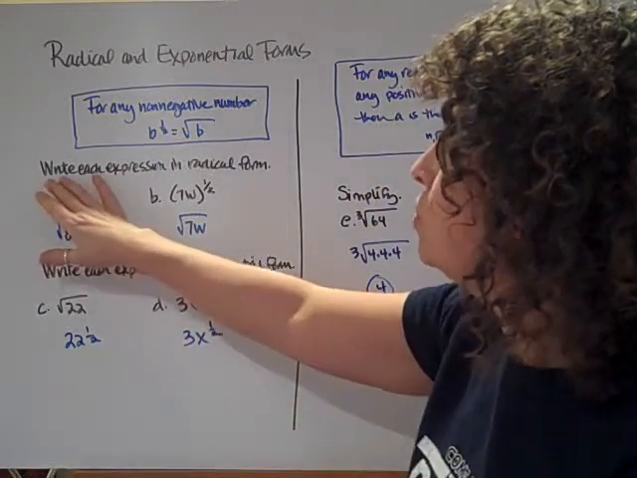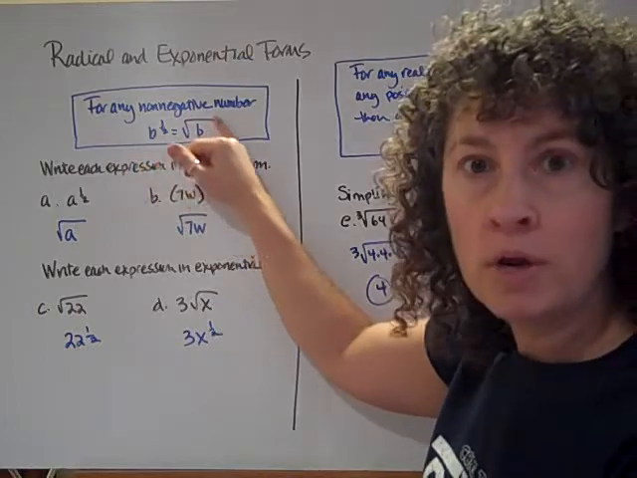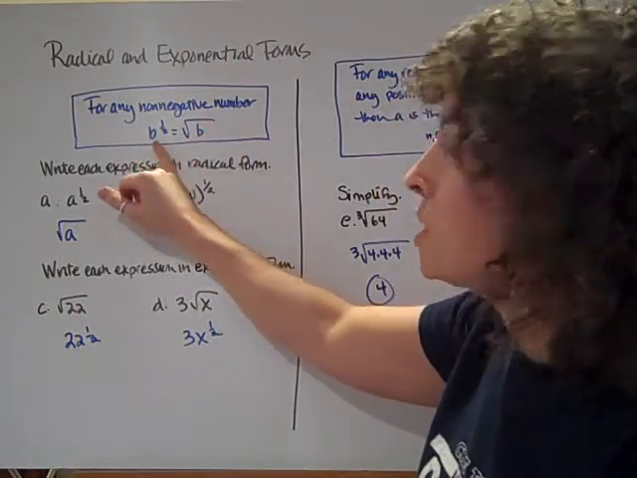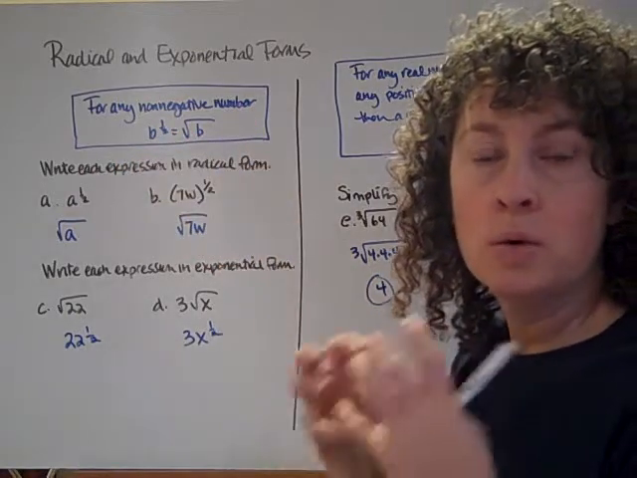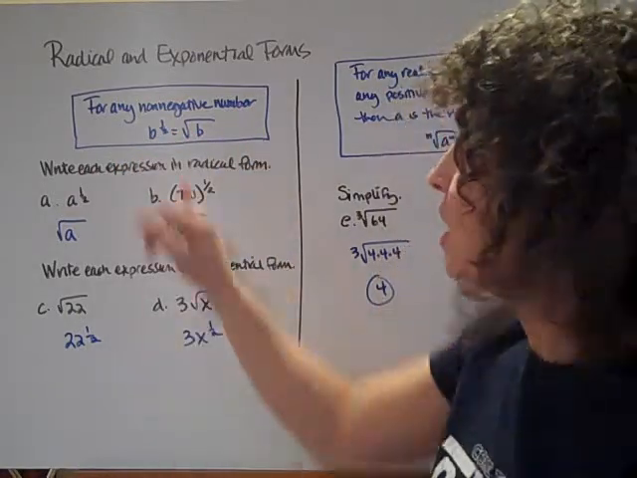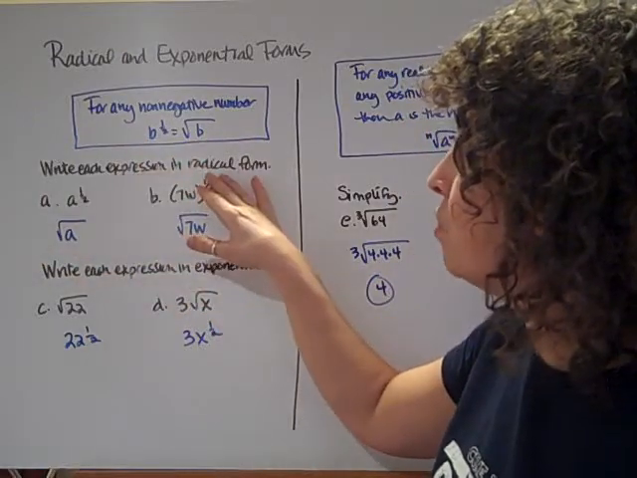So we're going to write each of these in radical form. This is our radical form, where I use my radical symbol. And this is our exponential form, where we think of it as writing a base with a power, with an exponent on it. So exponential form, radical form. We're going to write each of these expressions in radical form.